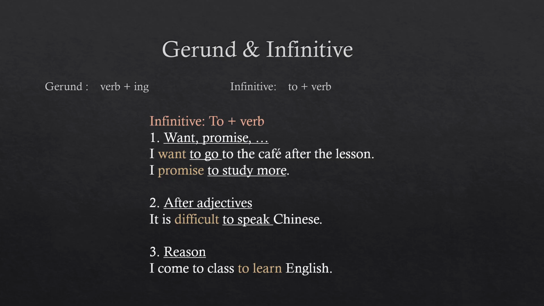So, a quick revision. There is a specific group of verbs like want, like promise, like many other ones that you can easily find. I will try to put the link to those words in the caption. After this group of verbs, you need to use to plus verb, infinitive with to. After adjectives, if you want to use a verb, it should take the to infinitive. And sometimes when you're talking about the reason for doing something or taking an action, again, you need to bring the verb in infinitive form.